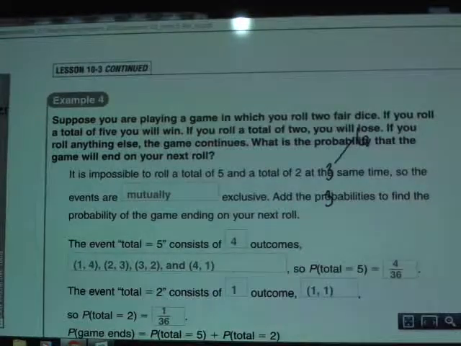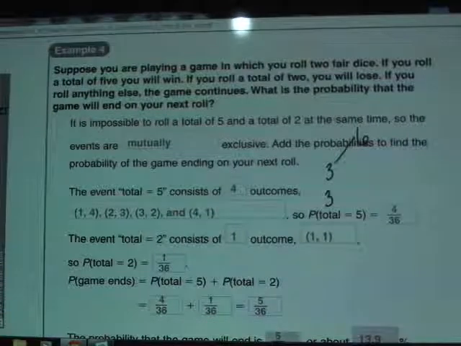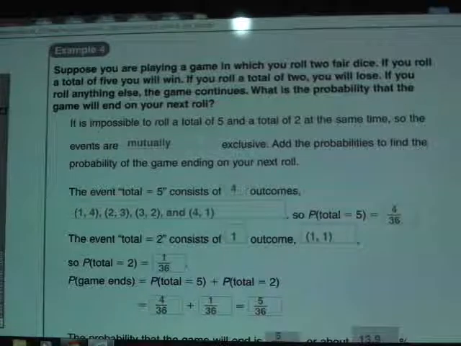Okay, here's question number 4. Number 4 says, suppose you are playing a game in which you roll 2 fair dice. If you roll a total of 5, you will win. If you roll a total of 2, you lose. If you roll anything else, the game continues. What is the probability that the game will end on your next roll?